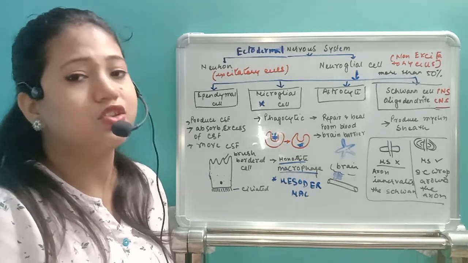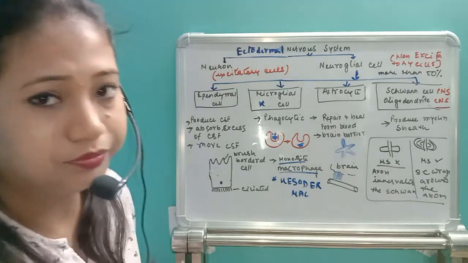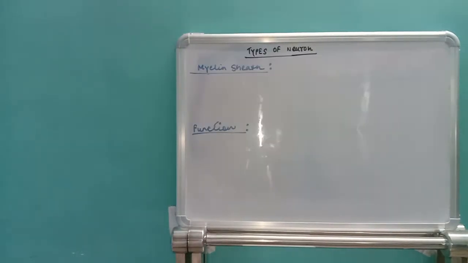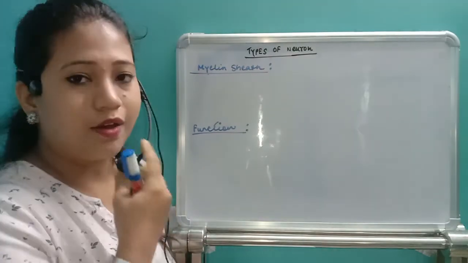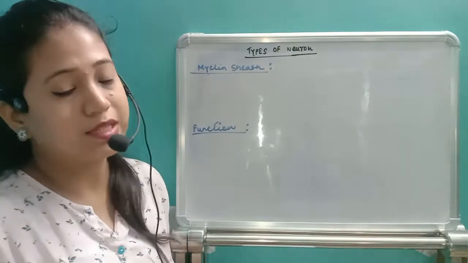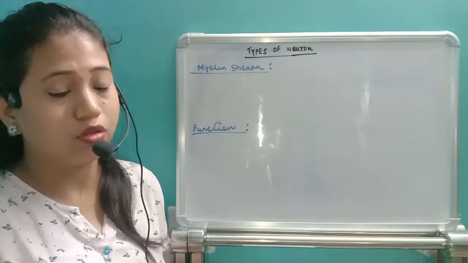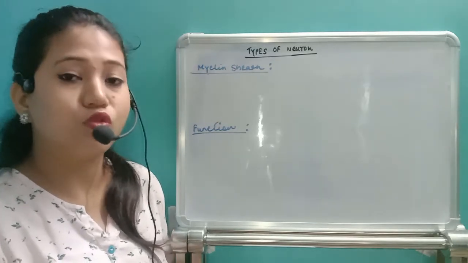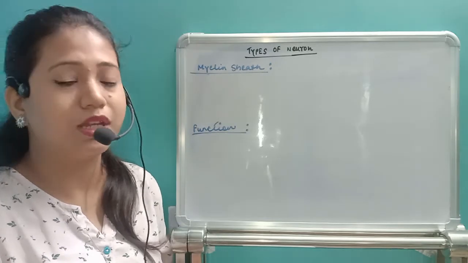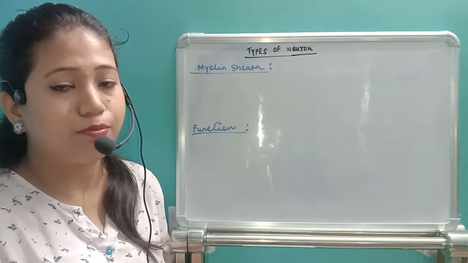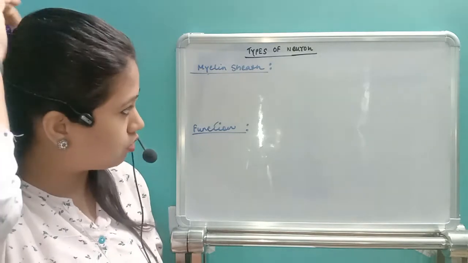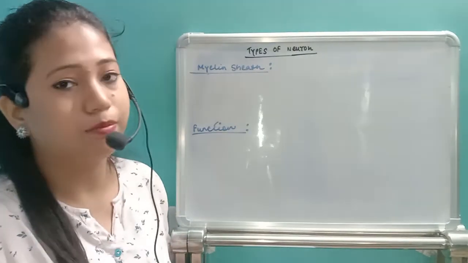After that, let's move to the next part, that is the types of neuron. Already we have seen one part. There are 5 different types depending on structure: apolar, unipolar, pseudo-unipolar, bipolar and multipolar neuron. That part we have already completed.